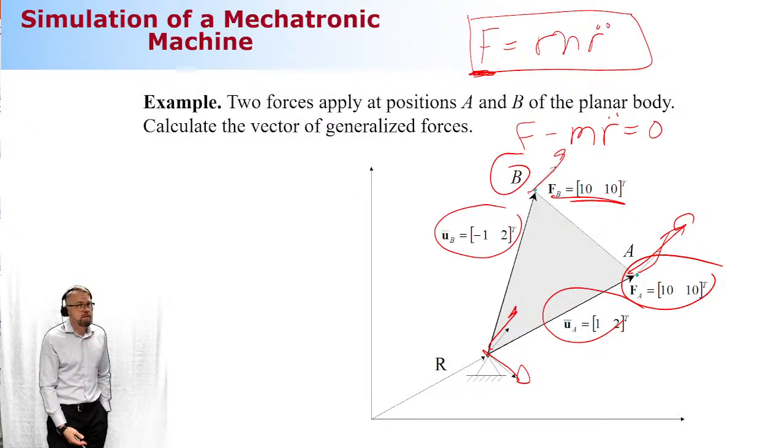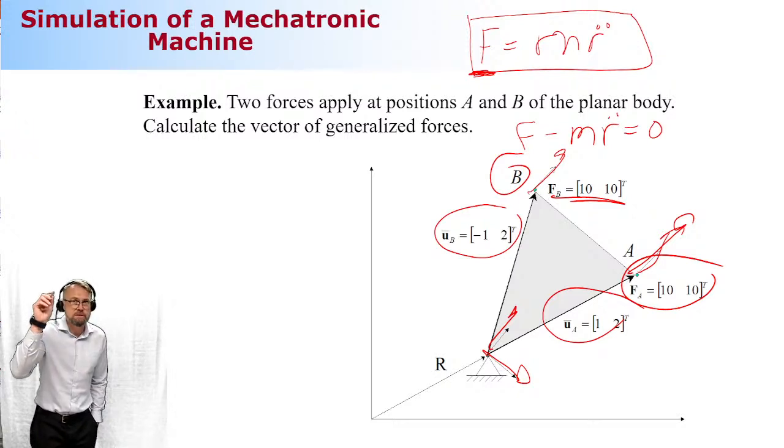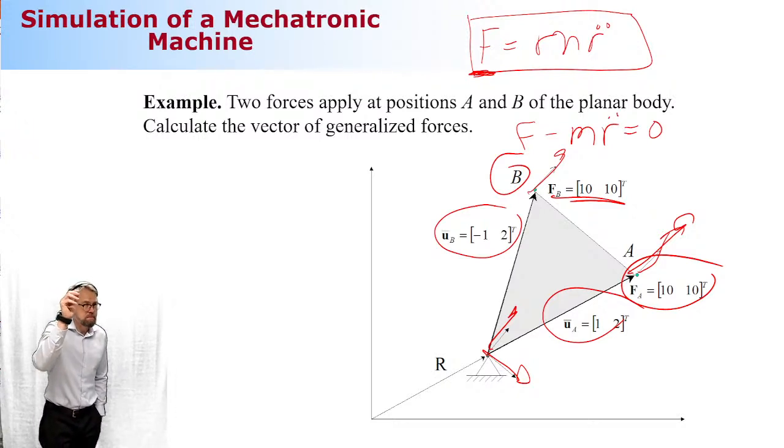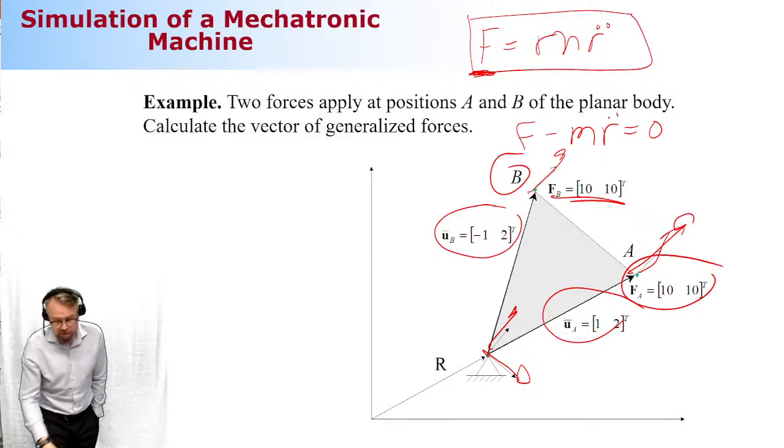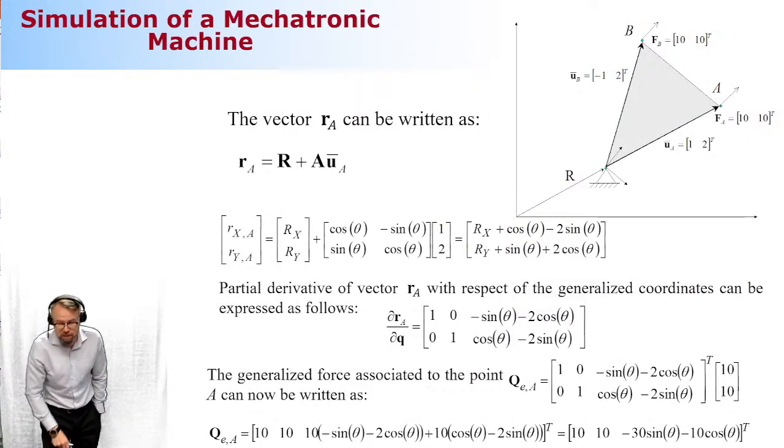So again, I'm going to look at where the force is applied. I'm going to differentiate that with respect to my unknowns. We'll get the mapping matrix, and then I'm going to use the mapping matrix to convert the forces to be expressed using generalized coordinates. Okay, so that's how it goes.